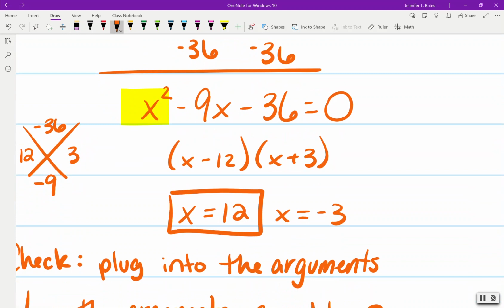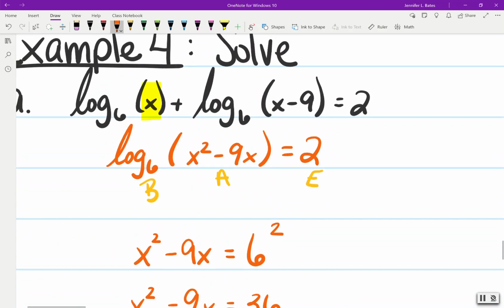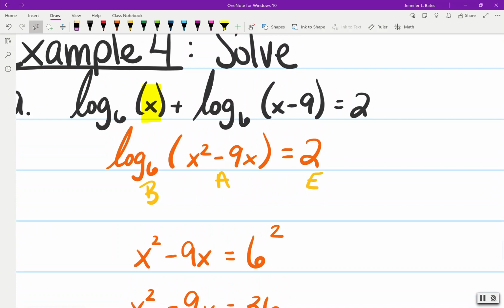Now let's go plug in -3. Oops, we also need to plug 12 in for the other argument. So let's also plug 12 in here. If I plug in 12 here, 12 minus 9 is 3. Is 3 bigger than 0? Yeah, so it's not negative and it's not 0, so 12 does work.